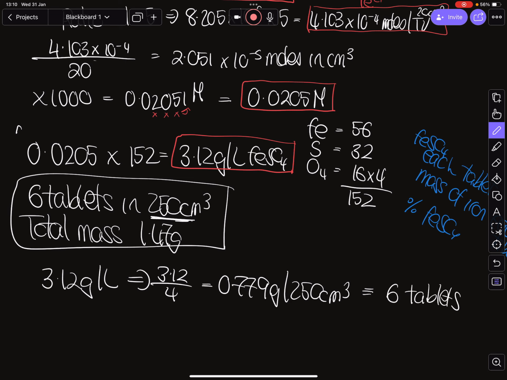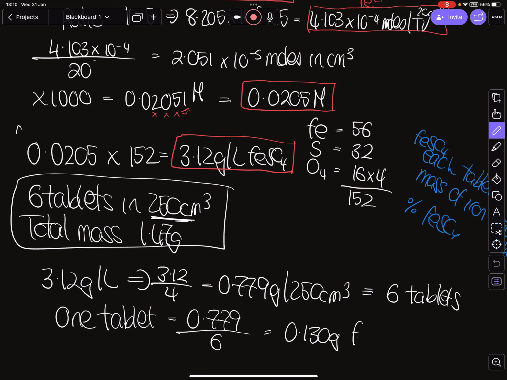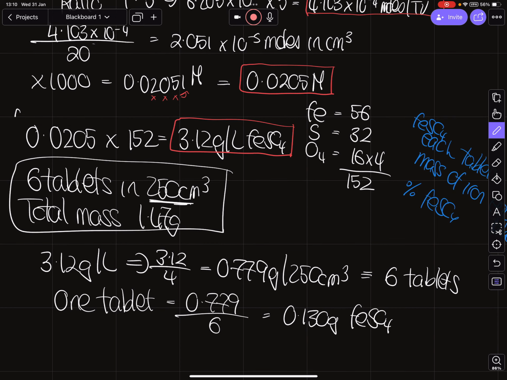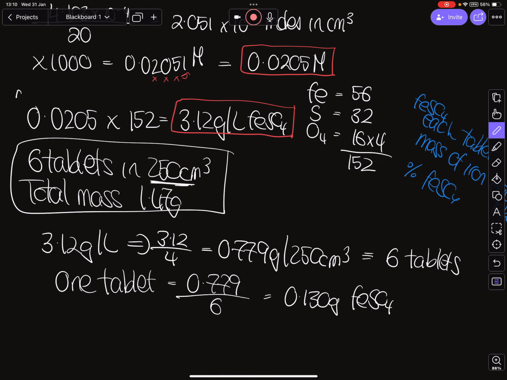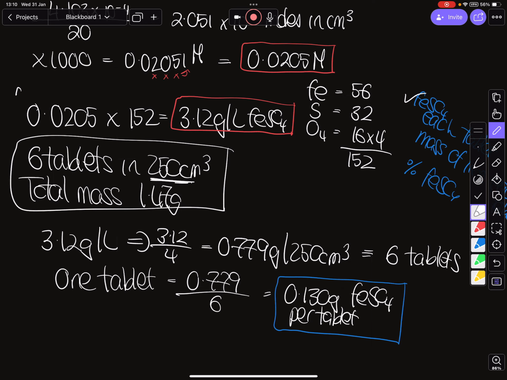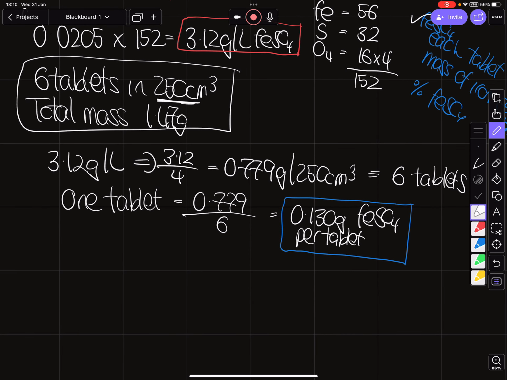So to find out what 1 tablet is, we need to take 0.779 divided by 6, and when we do that, we get 0.130 grams of iron sulfate. Okay, so that has answered this question up here: the mass of iron sulfate in each tablet. So that's per tablet. We also had to work out the percentage of iron sulfate, so I'm just going to go with that.